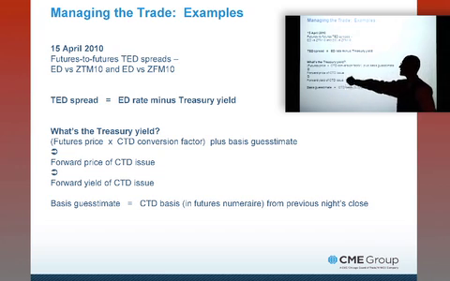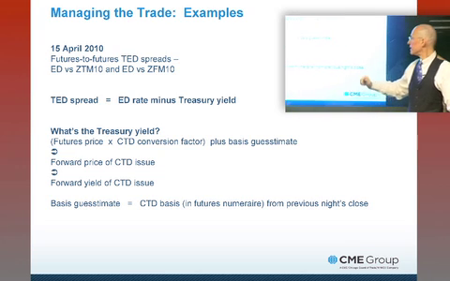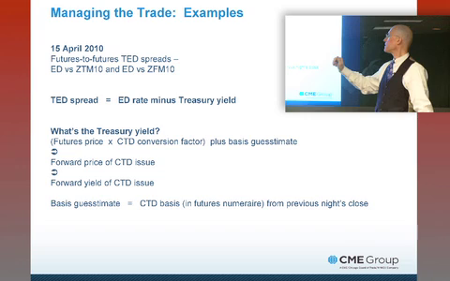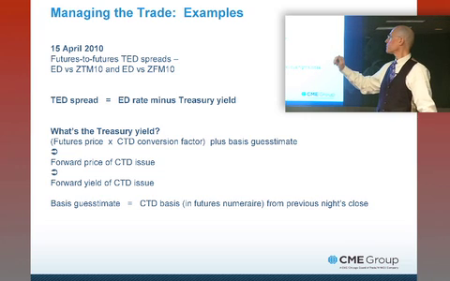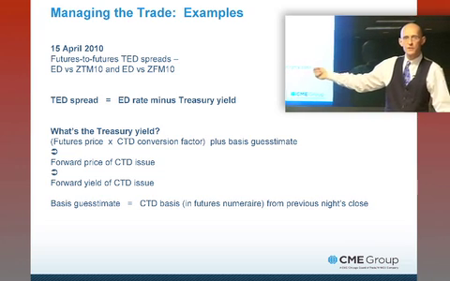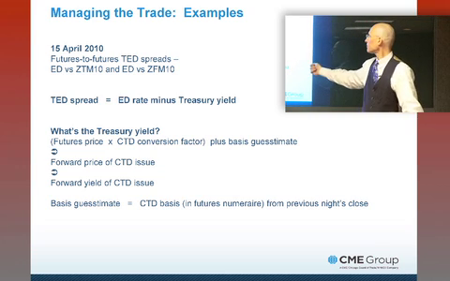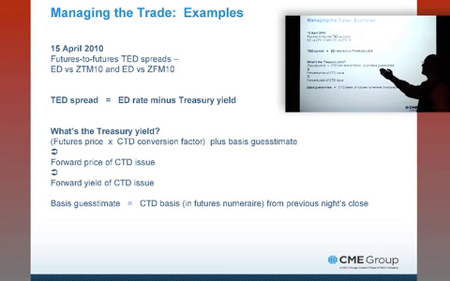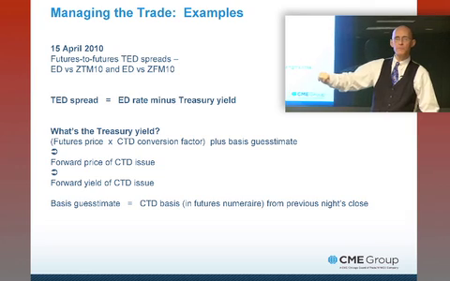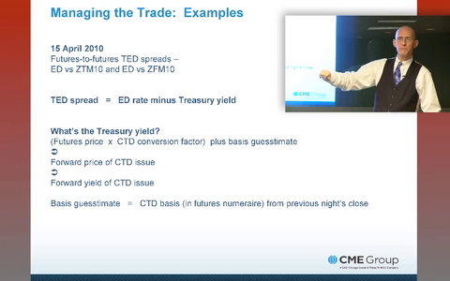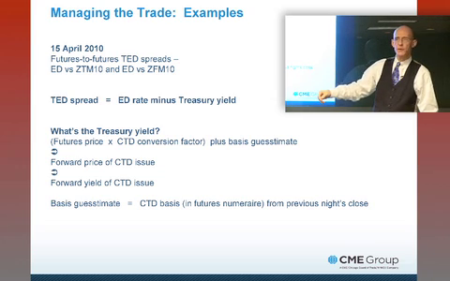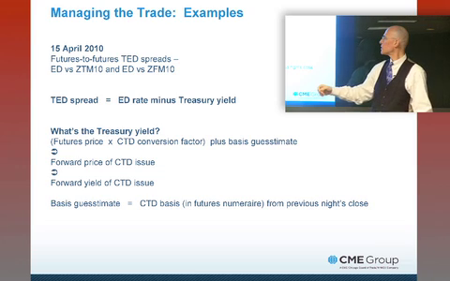For this purpose, what is the Treasury yield? What you're going to do is take the futures price, multiply it by the cheapest to deliver conversion factor, add a basis guesstimate. That gets you the forward price of the cheapest to deliver issue, and you can compute the forward yield. You can take all this, put a price feed into an Excel spreadsheet and do this. This is really kind of easy stuff.